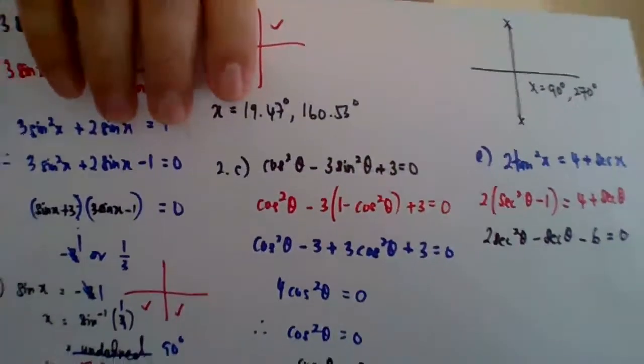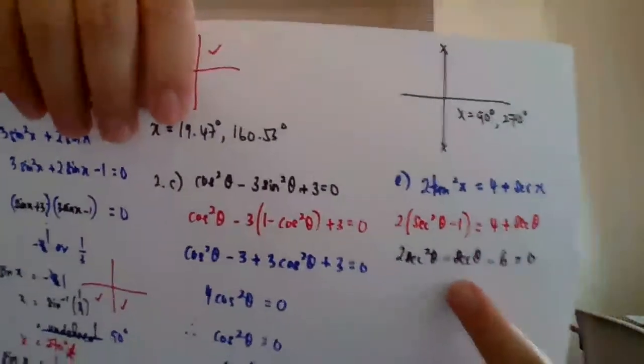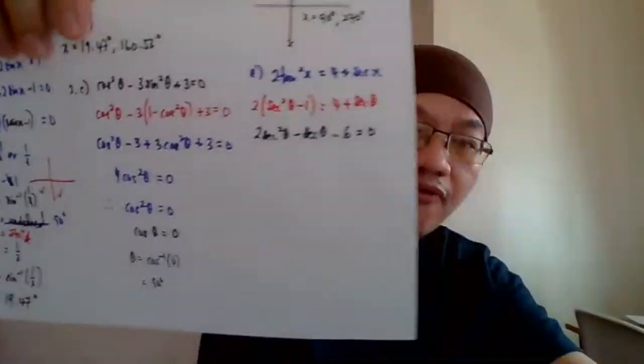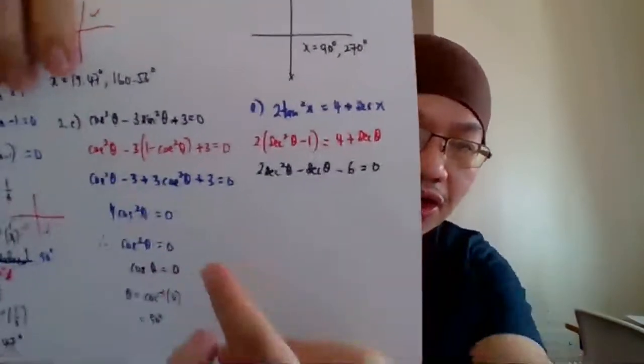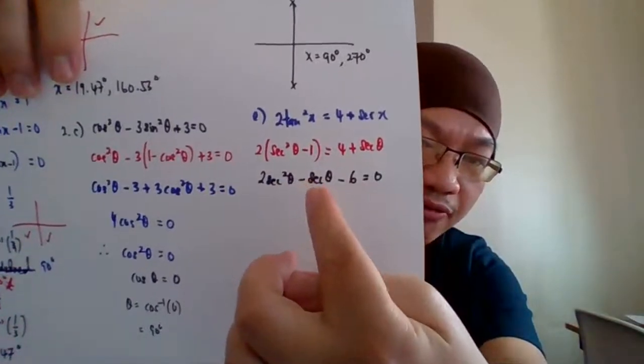Okay, so this is your general form, and as usual, do your factorization. I'm using the second method. So your A is 2, B is negative 1 and your C is negative 6, put into your calculator. So how much will you get?